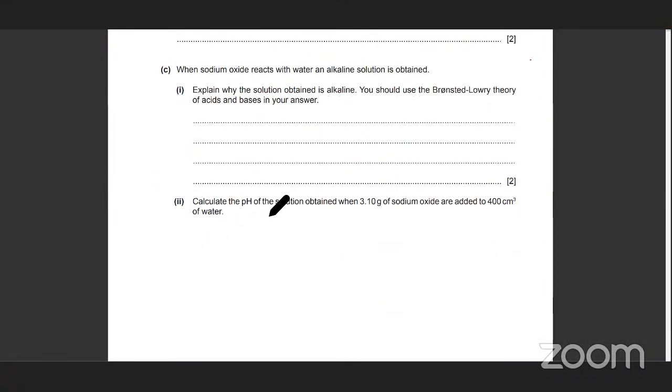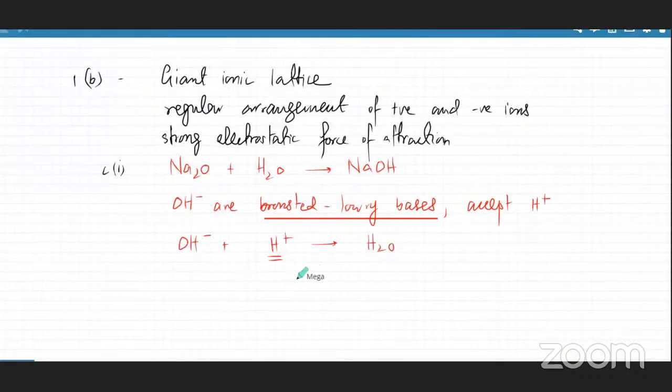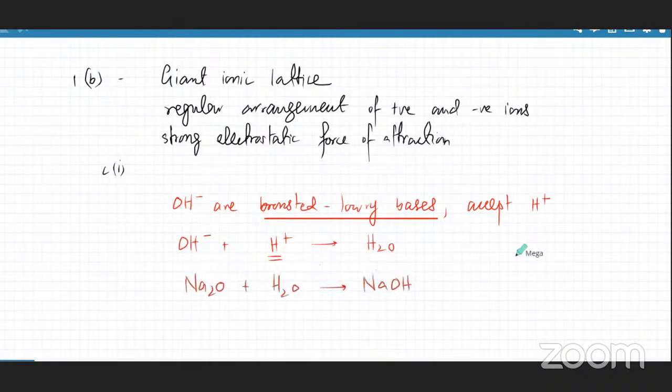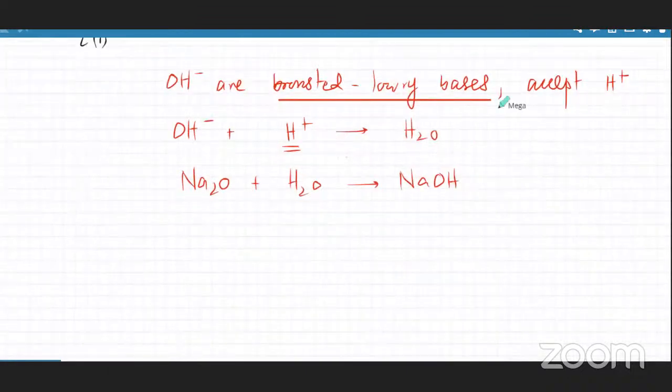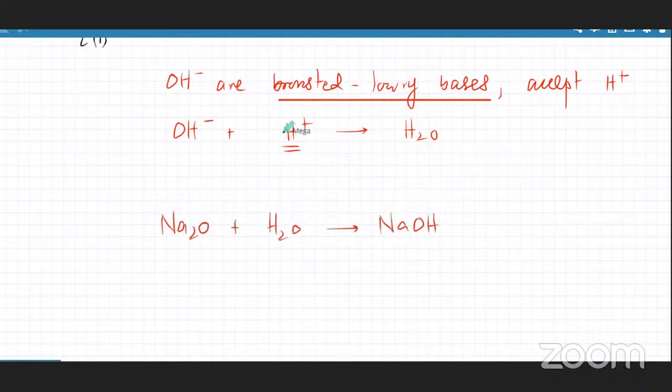अब फिर वो कह रहे हैं कि निकालो pH, calculate the pH of 3.1 grams of sodium oxide when it's added to 400 cm cube of water. So it's 3.1 grams and 400 cm cube solution बन रहा है इनमें. So we're going to take this equation, और इस equation को पहले तो नीचे ले आते हैं. अच्छा, we're going to take this equation, ये वाली, and it's not balanced, so balance it first.